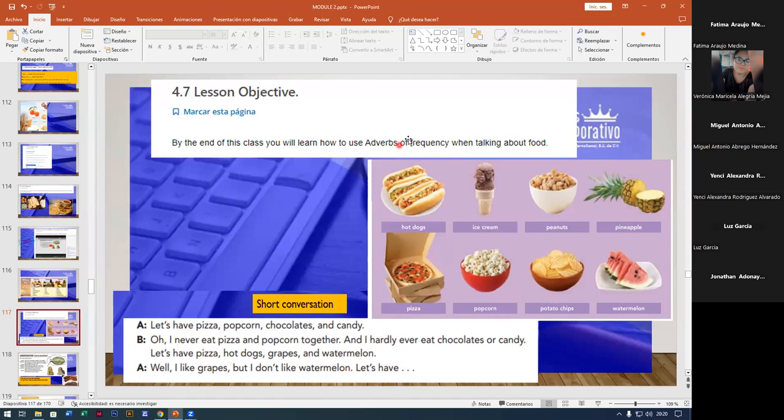Now, let's observe that he mentioned adverbs of frequency. These are the ones that tell you the manner in which you repeat the action. For example, it says here, I never eat pizza. It means zero times, zero occasions. If you say hardly ever, it means not very often, almost never, like casi nunca. The other one will be, I don't like watermelon. So this will be adverbs of frequency.